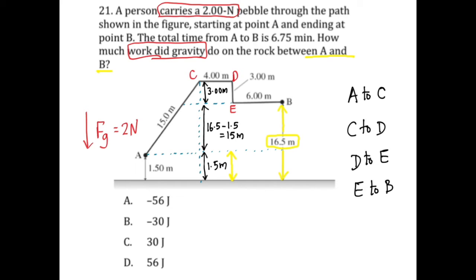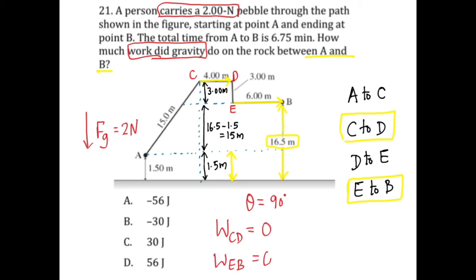So 2 Newton is the gravity force which is acting downwards, and therefore for C to D and E to B, which are horizontal, as we can see in the diagram, the angle between the force and the displacement will be 90. If the angle between force and displacement is 90, we know that the work done will be equal to 0. So now we are left with A to C and D to E.